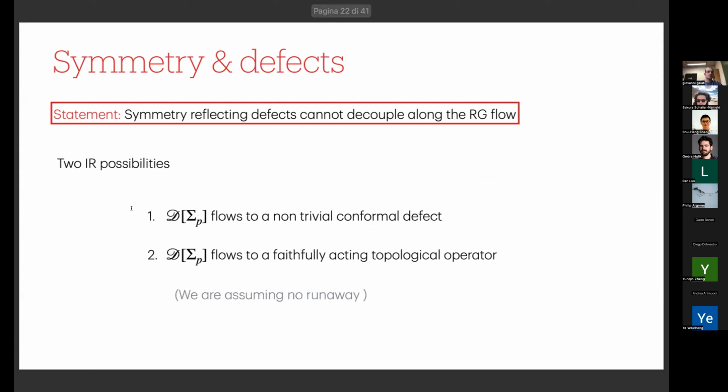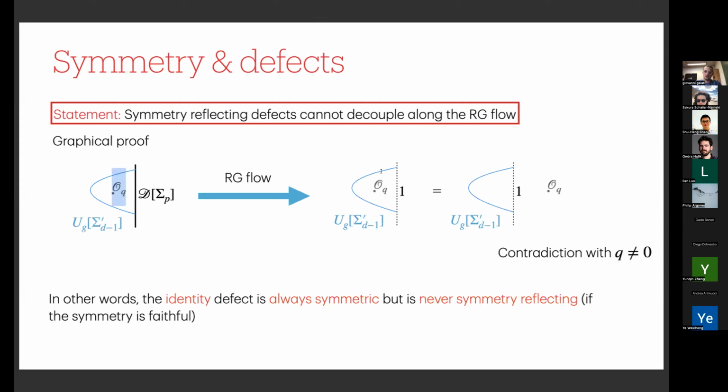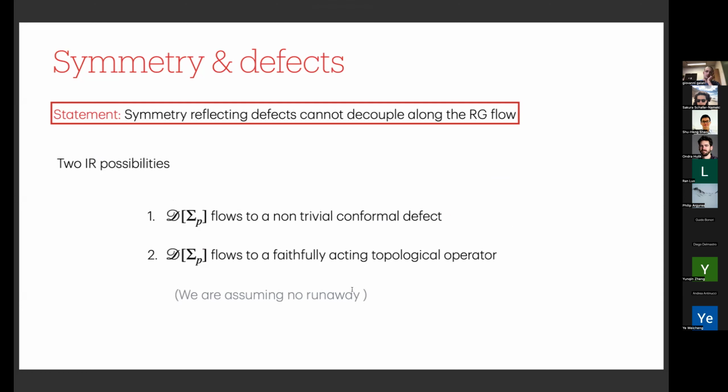Okay. So as I was saying, now we have two IR possibilities for these symmetry reflecting defects. And what are these two possibilities? The defect can flow to a non-trivial conformal defect, or it can flow to a faithfully acting topological operator. Namely, some topological operator which still measures the charges of this operator in order to make this configuration consistent. Of course, we are assuming no runaway, otherwise the runaway scenario is always compatible.